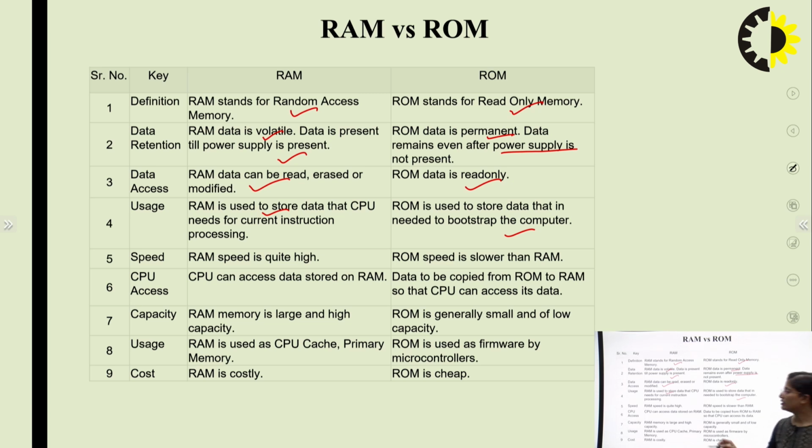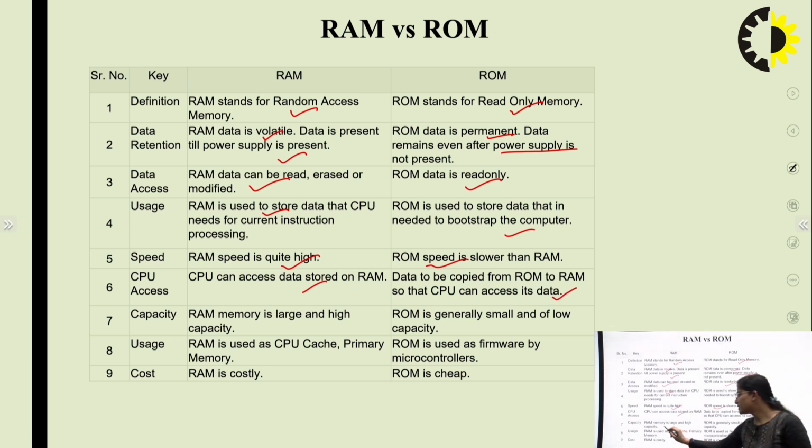Basically the speed of RAM is quite high as compared to the speed of ROM. The CPU can directly access data from RAM, but if the CPU wants to access the data that is stored in ROM, then first that data is copied onto RAM, and after that the data will be read by the CPU.